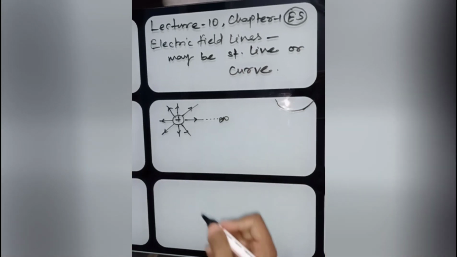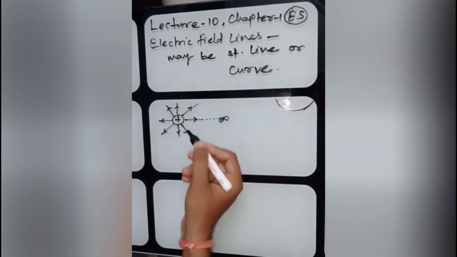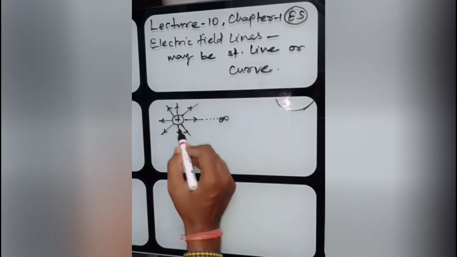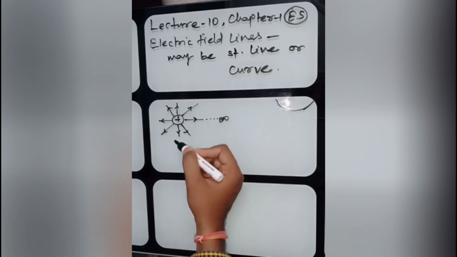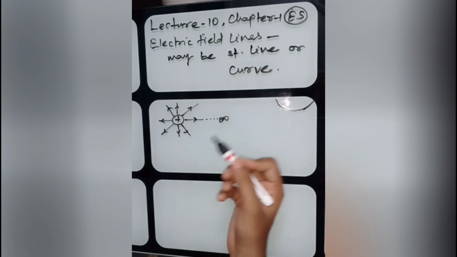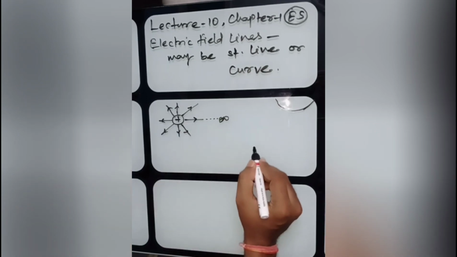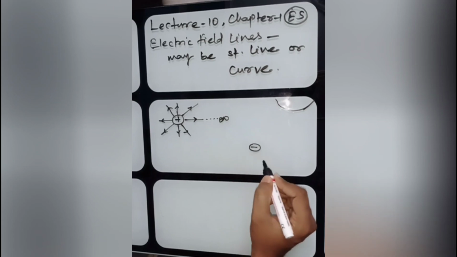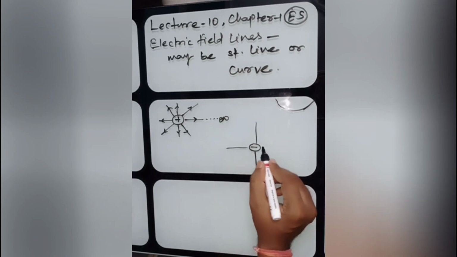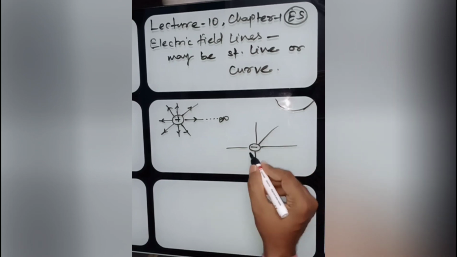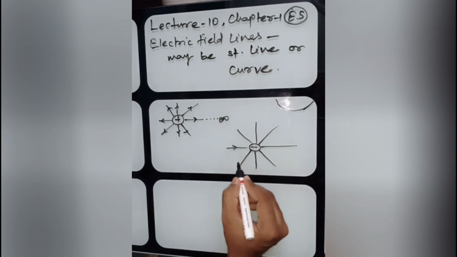If we put a charge near this positive charge, the field lines might curve to meet that charge, or curve to get repelled by that charge. This is positive charge, and it is assumed that negative charge accepts the electric field lines. This is the acceptor of electric field lines.